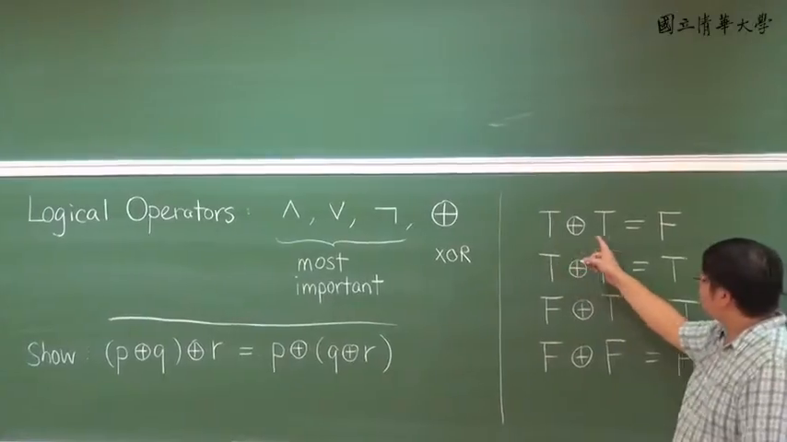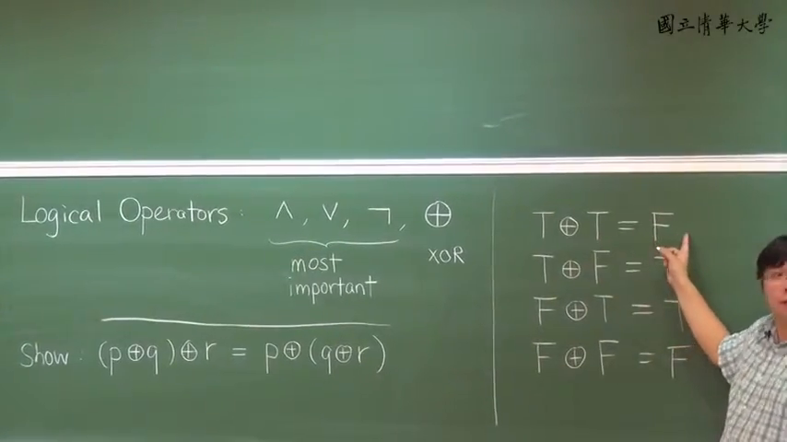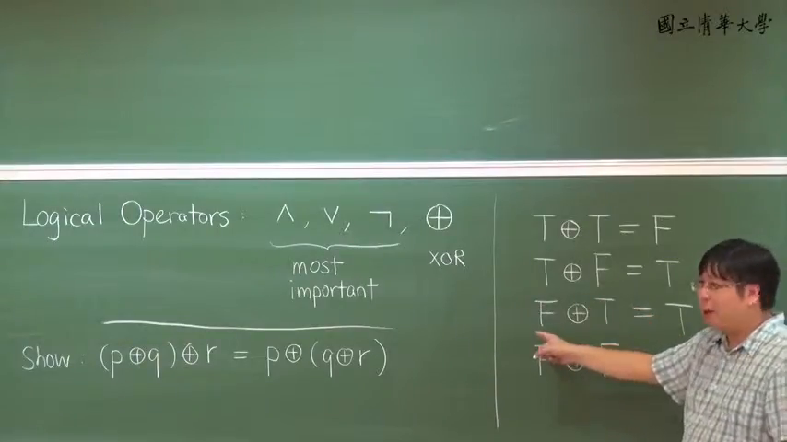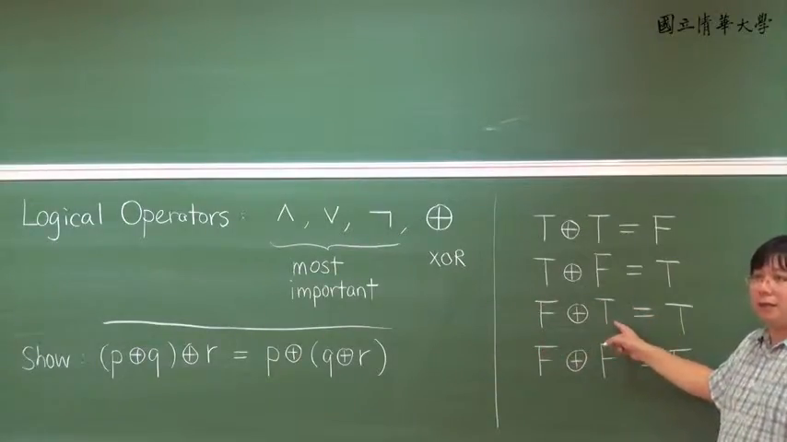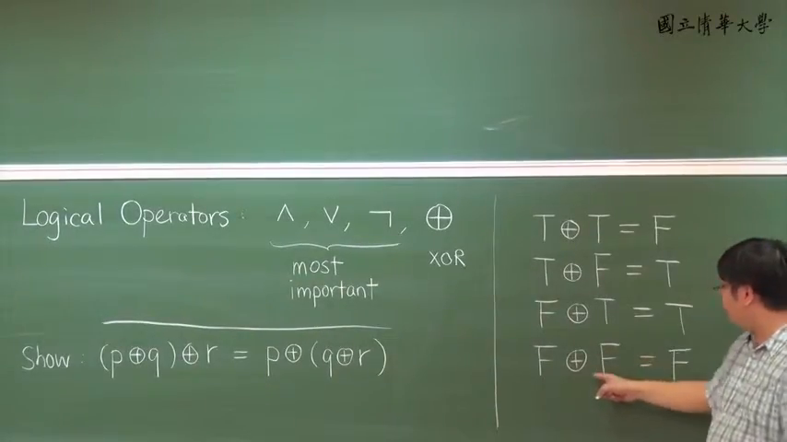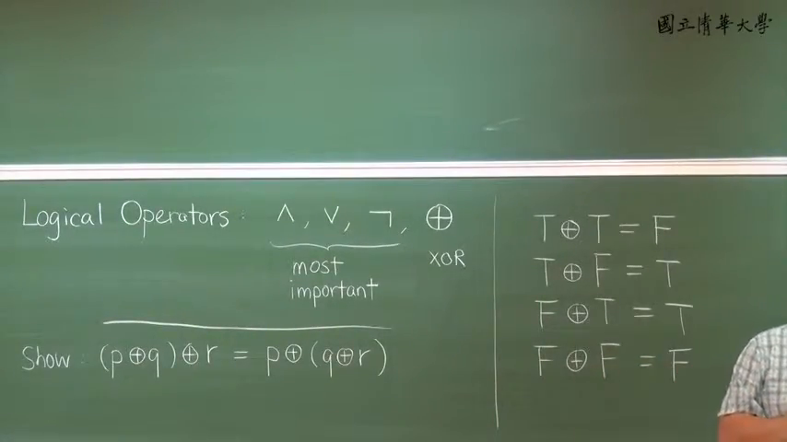So if I have true, true, then the result will be false. But when I have true, false, or when I have false and true here, then the result will be true. And finally, if I have false, false, the result will be false.